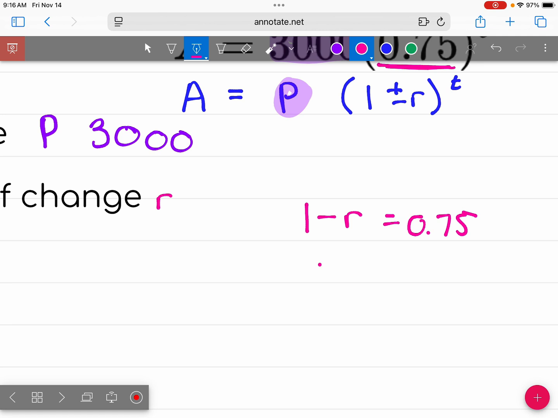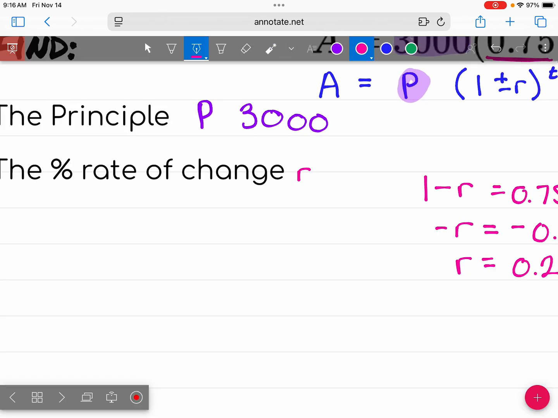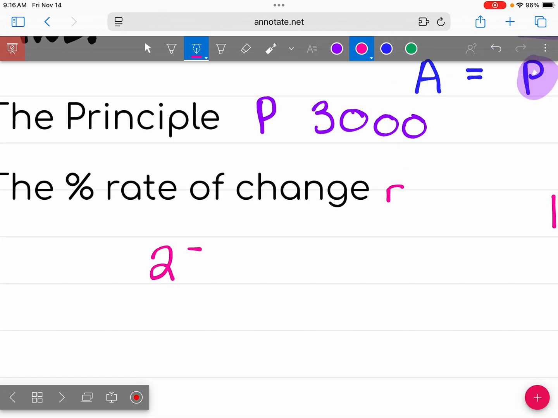I can subtract 1 from both sides to get minus R equals minus 0.25, which means our rate is 0.25. So as a percent, 25%. This has a decay of 25%. It is decaying. It is getting smaller. More often than not, we will be writing the equations given that information, but occasionally we are also asked to find the information given an equation. If we can go both directions with it, we are in great shape.